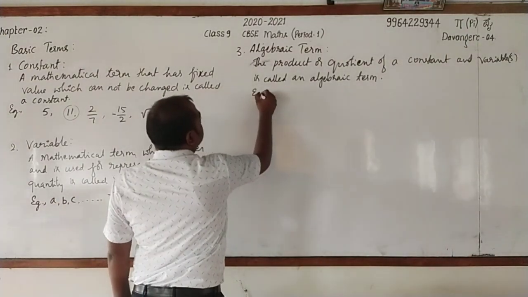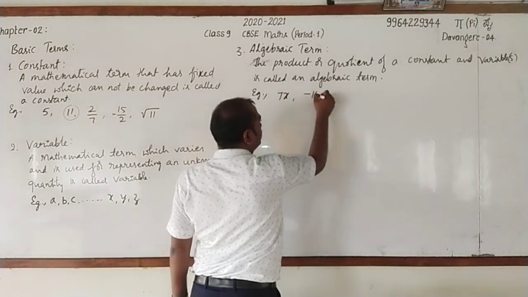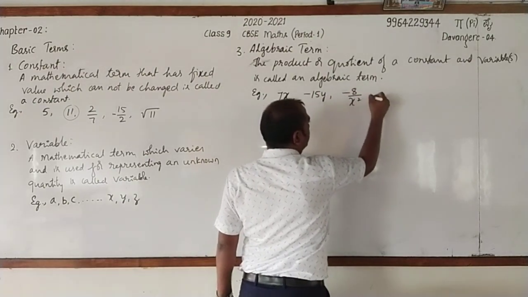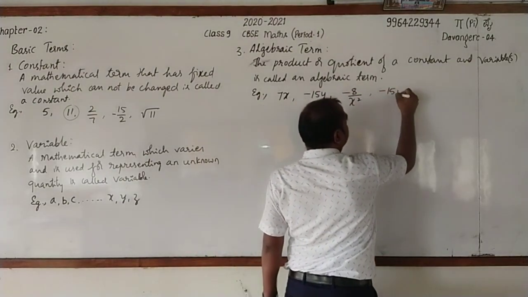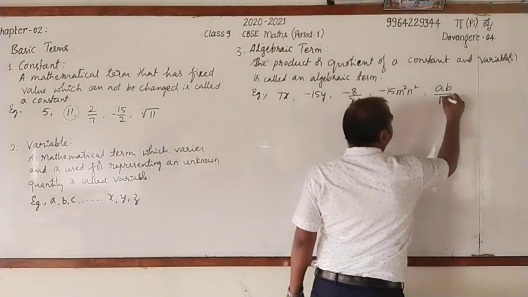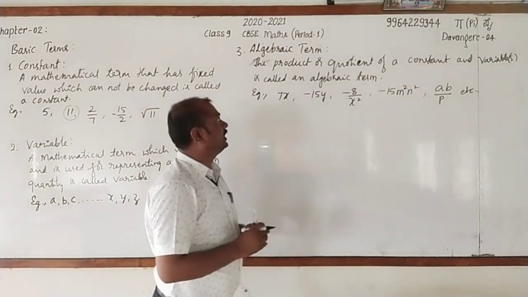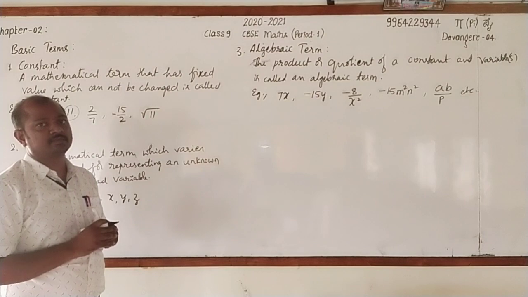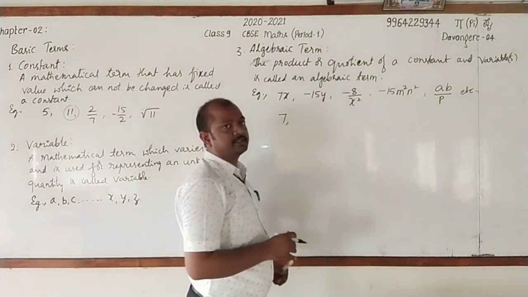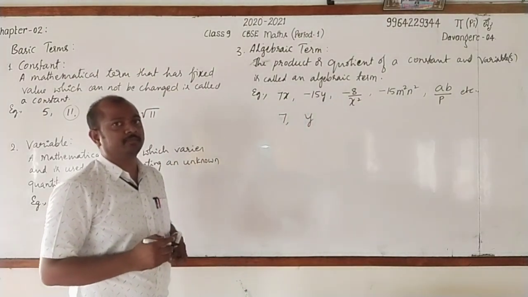Let me go for taking some examples. Examples are, I'll write 7x, minus 15y, minus 8 by x square, minus 15 m square n square, then AB by P, etc. All these are some of the examples for algebraic terms. I go for taking a few more. 7 is an algebraic term. y is also an algebraic term.